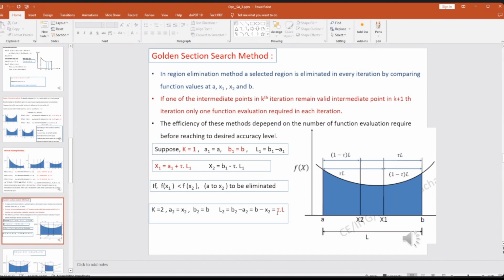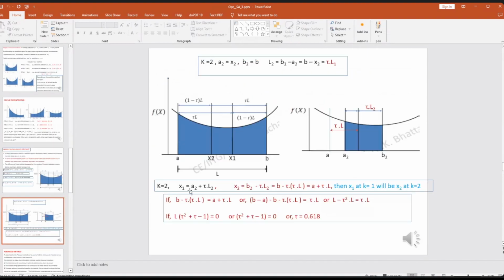Now we apply the same formula for selecting the intermediate points. x1 is equal to a2 plus tau L2, and x2 is equal to b2 minus tau L2. Yes, sir. So look, b2 is equal to b, and tau L2 is equal to tau times tau L. So it is b minus tau into tau L.